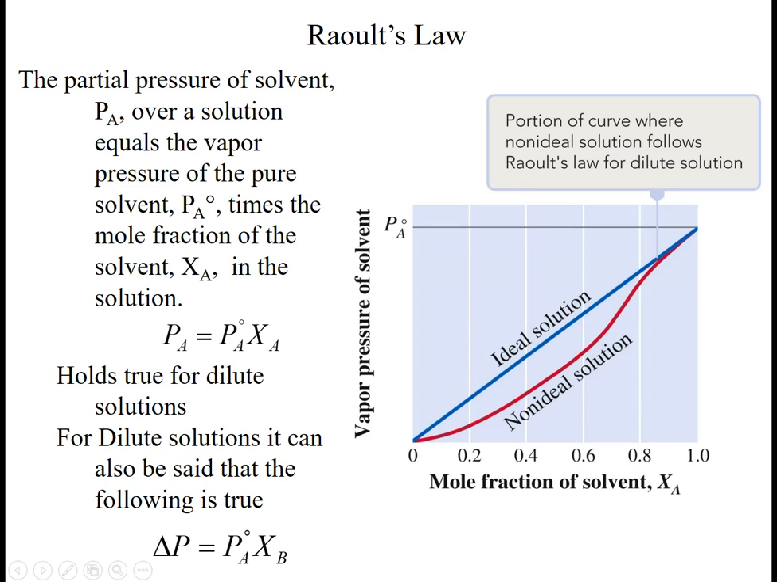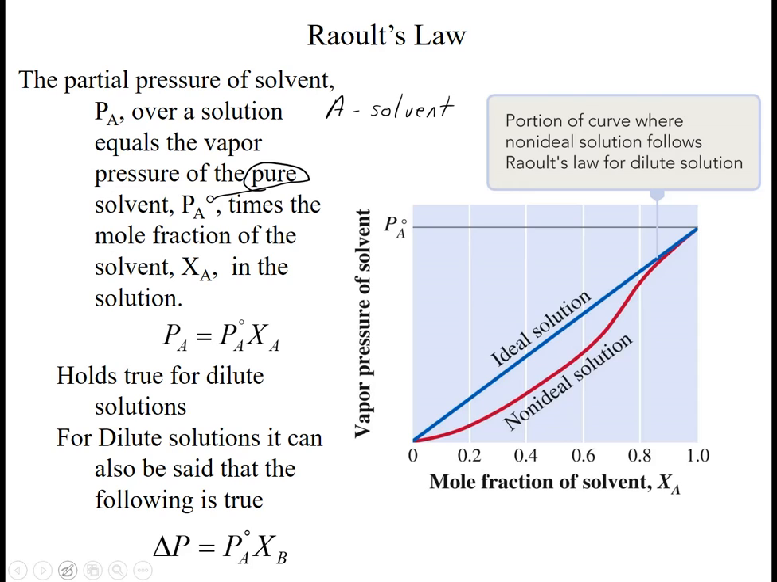So Raoult's law basically states the relationship here. It says the partial pressure of the solvent, which is P_A, where A is solvent, equals the vapor pressure of the pure solvent, which is symbolized by this little degree symbol here, meaning pure, times the mole fraction of the solvent. So again, the subscript A denotes the solvent in this example. And so basically that definition is this formula. The vapor pressure of the solution of A is equal to the pure vapor pressure times the mole fraction of the solvent. And this only holds true for dilute solutions.